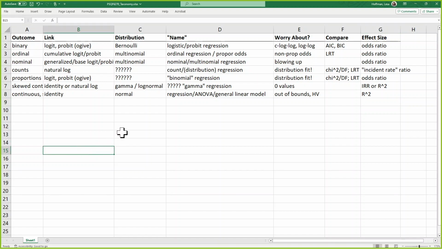So these are all what I would refer to as univariate analyses, meaning we're predicting one outcome at a time, assuming that people are independent. So what if that's not the case?